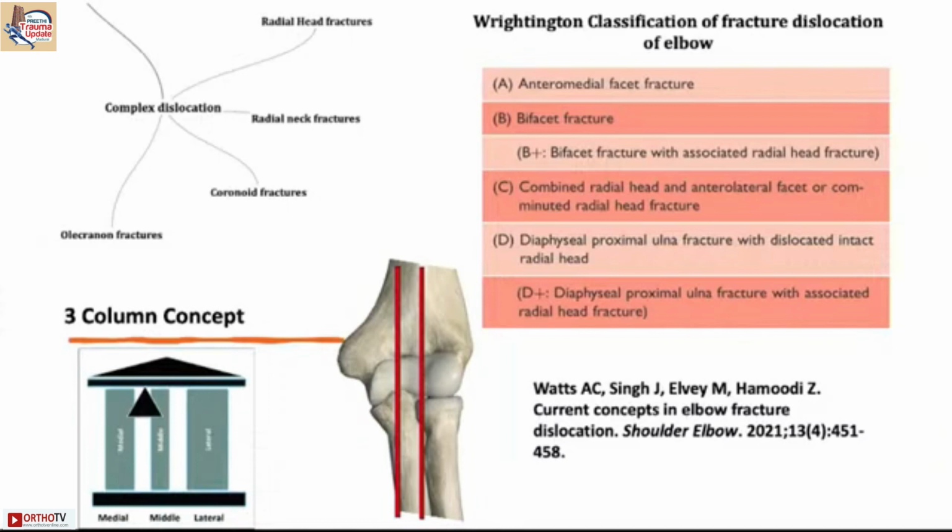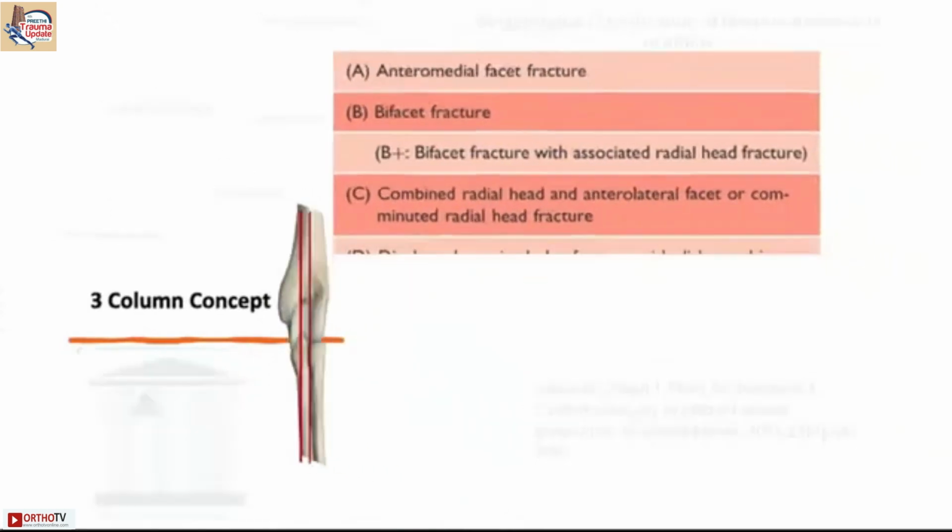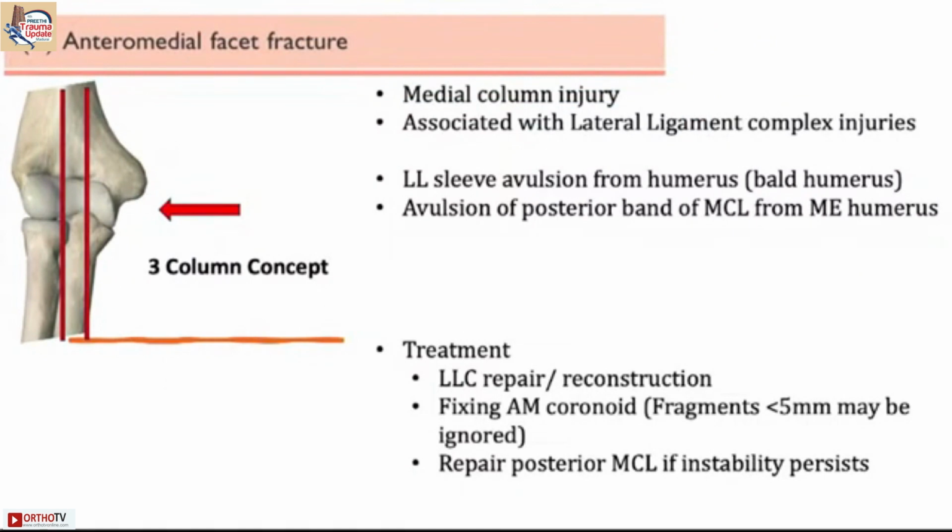They've divided into 4 groups, A to D, and they divide the elbow into 3 columns: medial, middle, and lateral column. All these have a lateral ligament complex injury, and management in all will require lateral ligament complex repair. Type A is the medial column injury involving anteromedial facet fracture. There may be avulsions of the lateral ligament complex and the posterior band of the MCL. Treatment is by fixing the ligament and fixing the fracture.